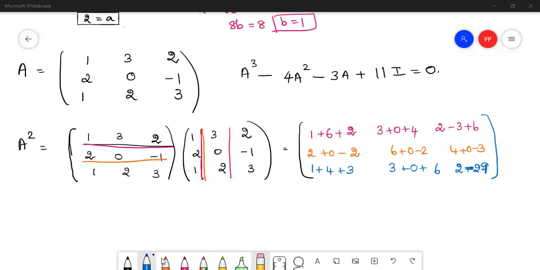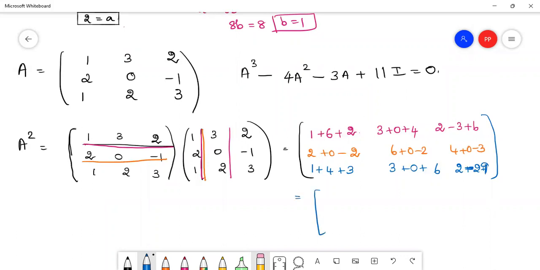Kadir, did you finish? Kadir correct. Surya also correct. Nice, good. 9, 7, 5, 0, 4, 1. I got 1, 4, 1. I made a mistake: 2 into 1, 2 plus 0, minus 1. So 1, 4, 1. And this is 8, 9, 9, because 2 and minus 2 will get cancelled off.